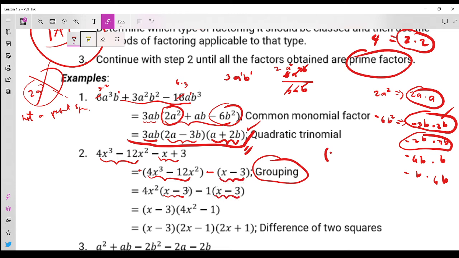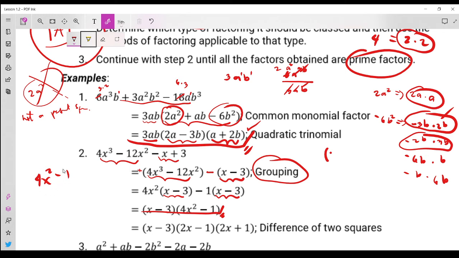So this now will become our common factor again. Removing this common factor, you have your x minus 3, and what's left is 4x squared minus 1. Okay, so now the question is, is this our final answer? This is not yet our final answer, because we can still factor the second factor. 4x squared minus 1 can still be factored.